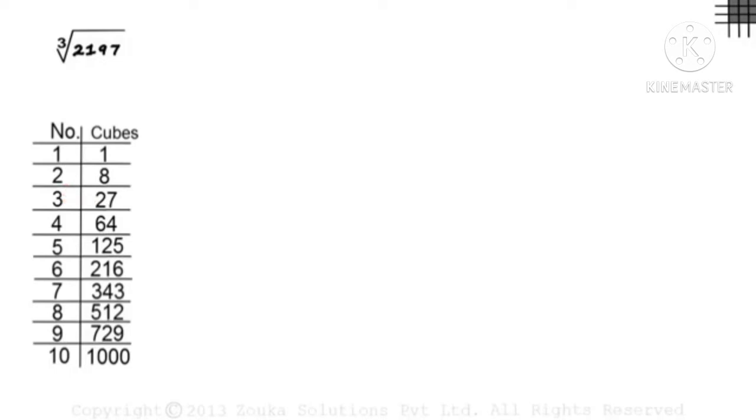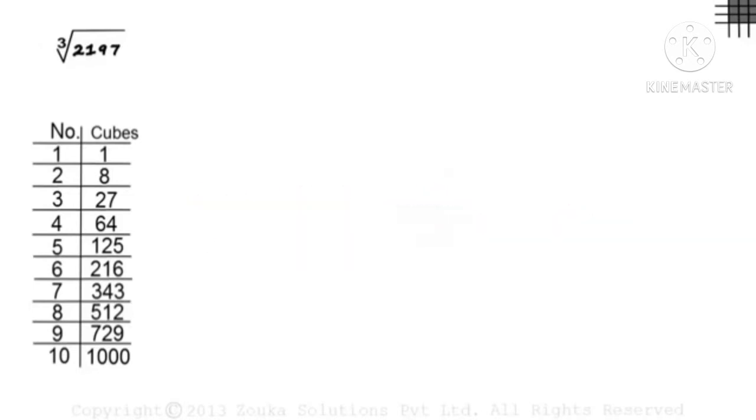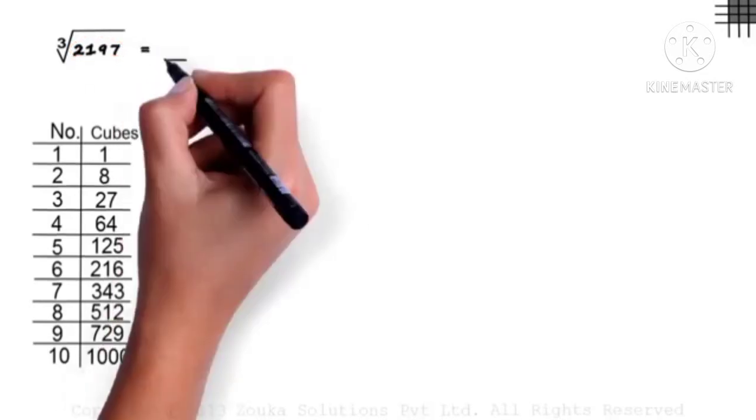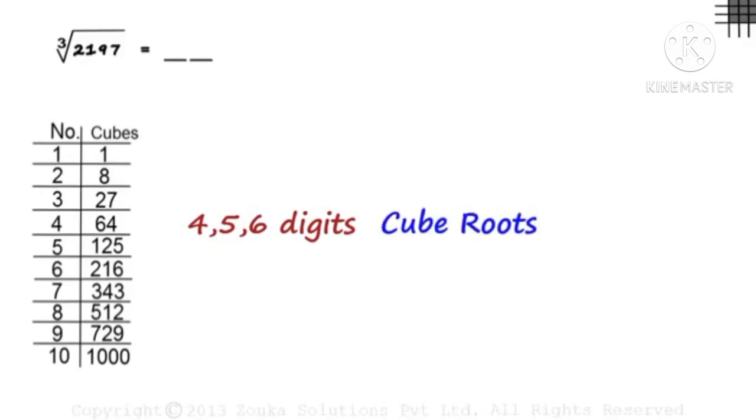Second, we should know that for 4, 5 and 6 digit numbers, the cube roots will always be 2 digits long. Since 2197 has 4 digits, its cube root will also be 2 digits long. That's it. Only these two things: cubes of numbers from 1 to 10, and the fact that large numbers which are 4, 5 or 6 digits long will have cube roots which are exactly 2 digits long.